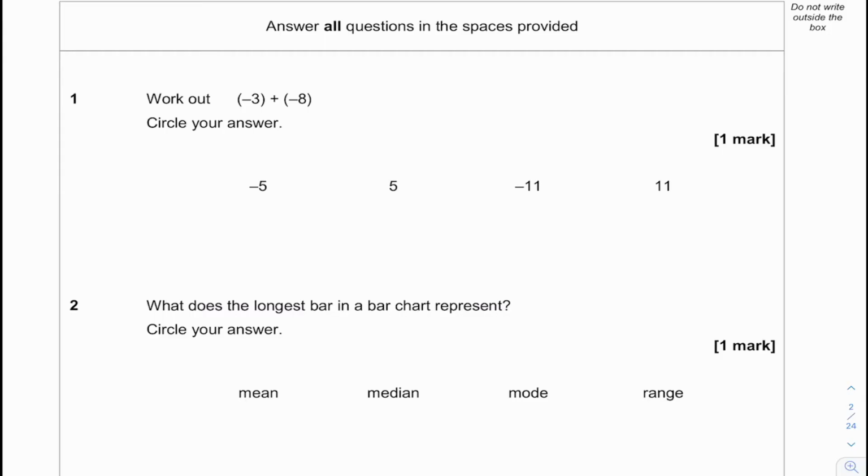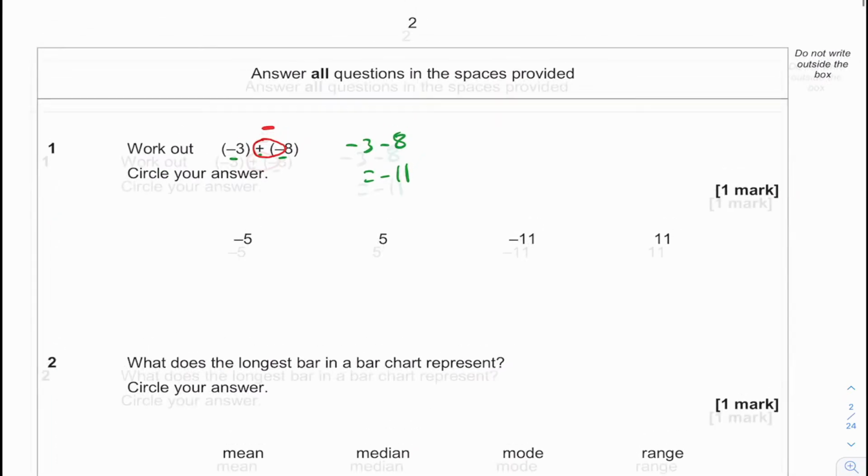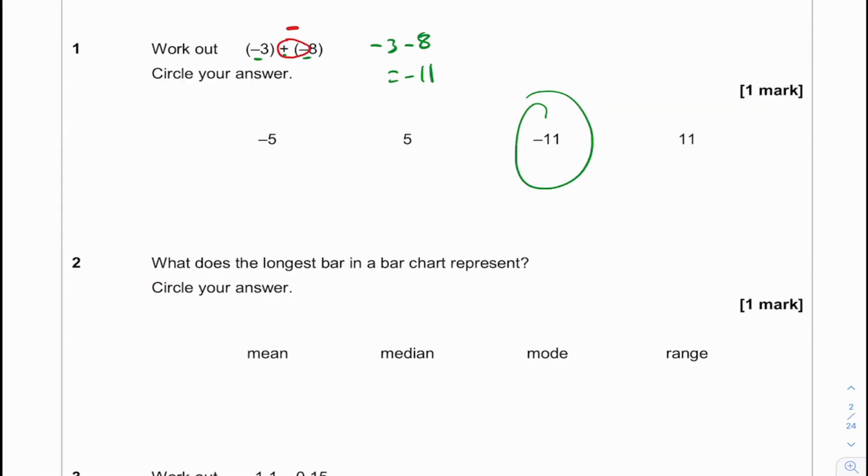So for the first question, question 1, we need to work out what -3 plus -8 is. The key thing in this question is to know that when we've got a negative number plus another negative number, these two signs here, the plus and the minus, overall we get a minus. So this question is actually, what is -3 take away 8? And the answer is, of course, -11. So we just have to circle -11.